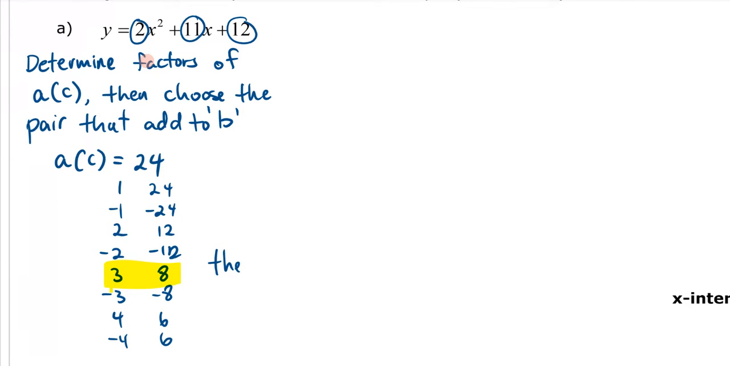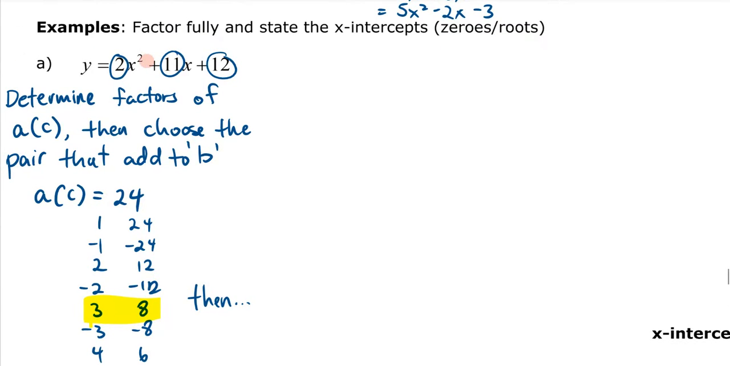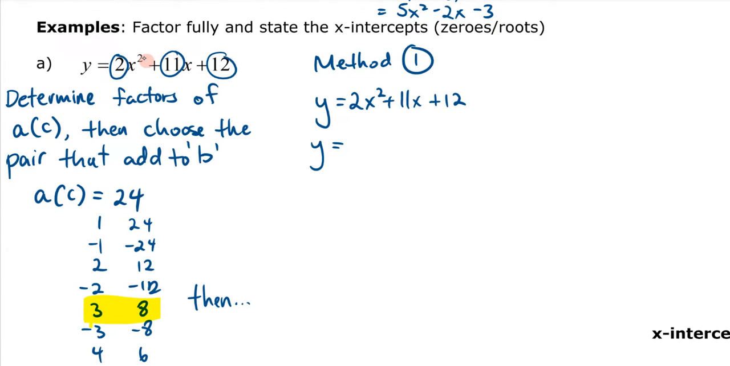Okay, so once we've found those two numbers, then the next step would be to follow one of the two methods I'm going to show you here. Method 1, the algebraic method. Let's write out the question again. y equals 2x squared plus 11x plus 12. What I'm going to do is called dissociate the middle term. 11x becomes 3x and 8x, and then you have your plus 12.